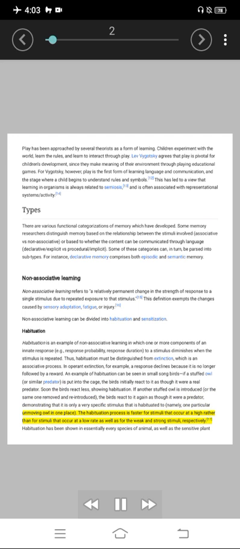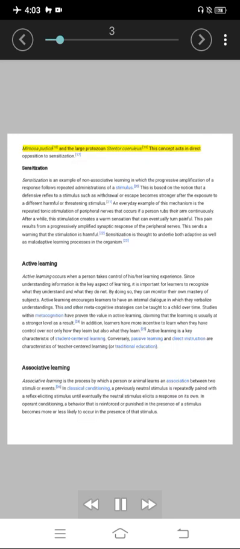The habituation process is faster for stimuli that occur at a high rather than a low rate, as well as for weak and strong stimuli, respectively. 17. Habituation has been shown in essentially every species of animal, as well as the sensitive plant Mimosa pudica, 18, and the large protozoan Stentor coeruleus. 19. This concept acts in direct opposition to sensitization.